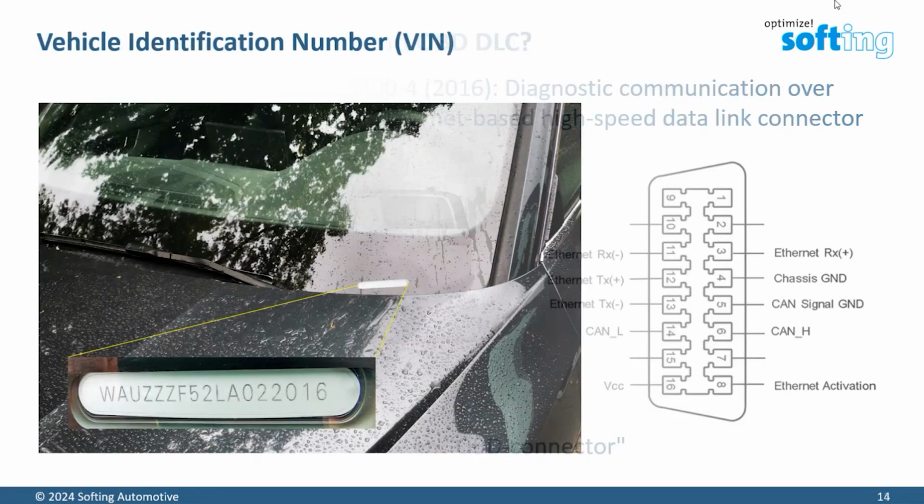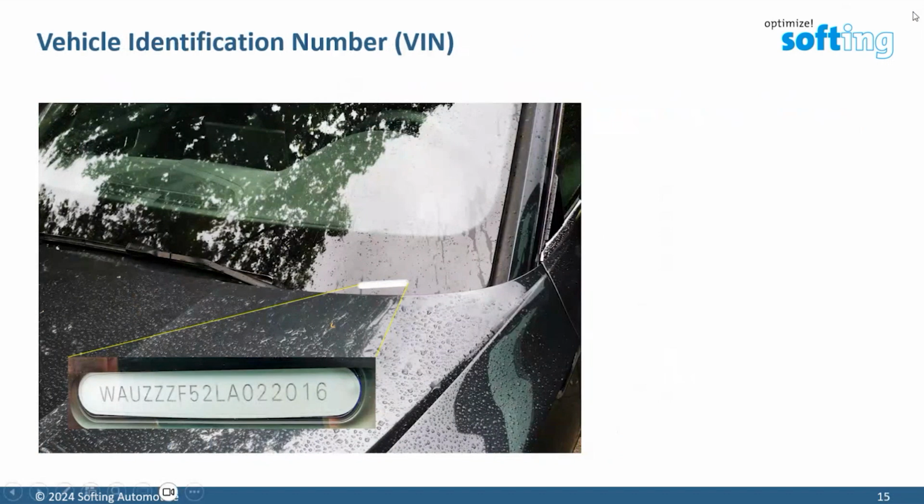Coming to an example. So what is the VIN and how do we read the VIN? This is a picture of my Audi, and you can see the windshield here. And I simply checked, okay, this is a little sign of the VIN. In this case, the VIN starts with W, A, U, Z, Z, Z, and so on. So that is the VIN. In this case, I can read the VIN by using a camera.